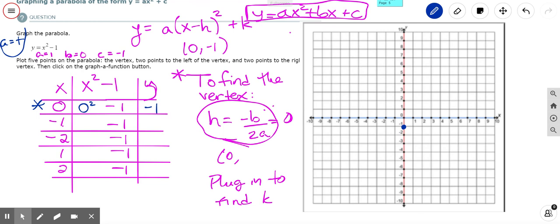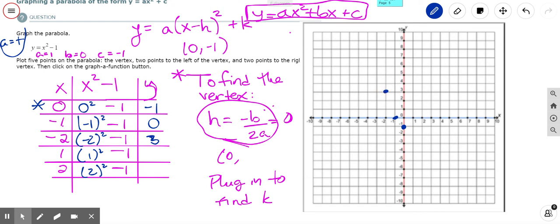Okay, put it in parentheses, please. -1 squared, -2 squared, 1 squared, and 2 squared. So -1 squared is 1. 1 minus 1 is 0. So we're going to go -1, 0. Okay, -2 squared is 4. 4 minus 1 is 3. So -2, that's not 5, that's a 3. Okay, -2, 3.